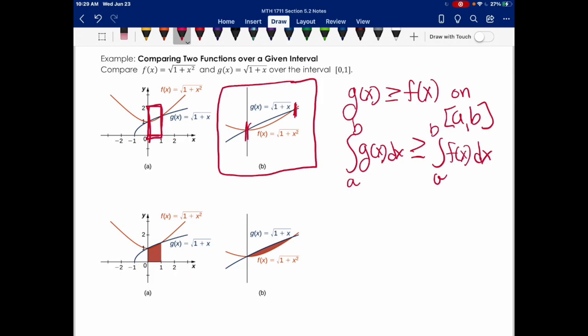Now, if we look at that, I'm going to try to use two different colors here. If I shade everything under the graph of g of x, that's this area. Now, I'm going to erase that. And now I'm going to shade everything underneath f of x. This is the area in which g of x is bigger, because it has that extra area when you look at that interval from 0 to 1.